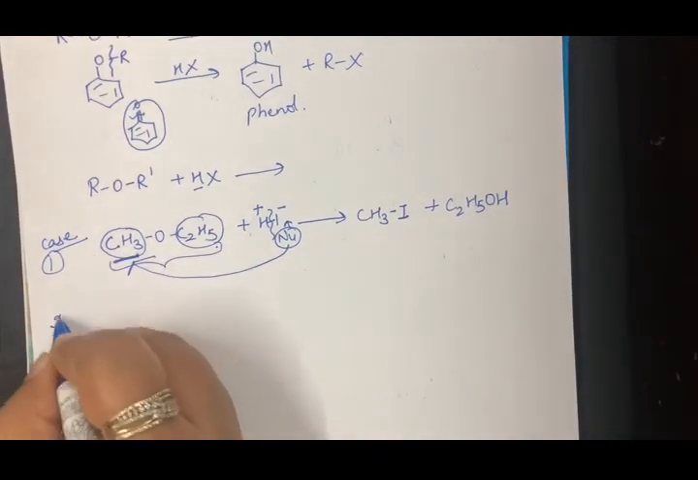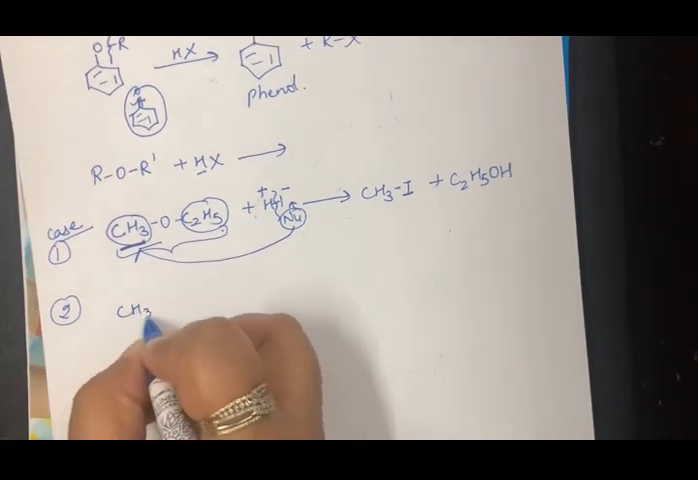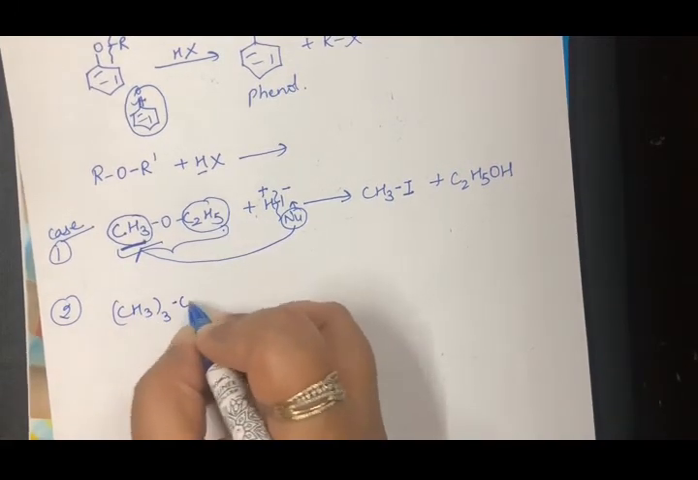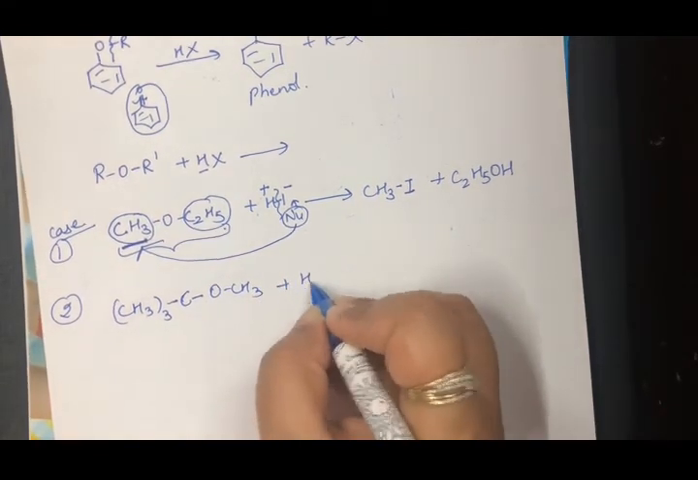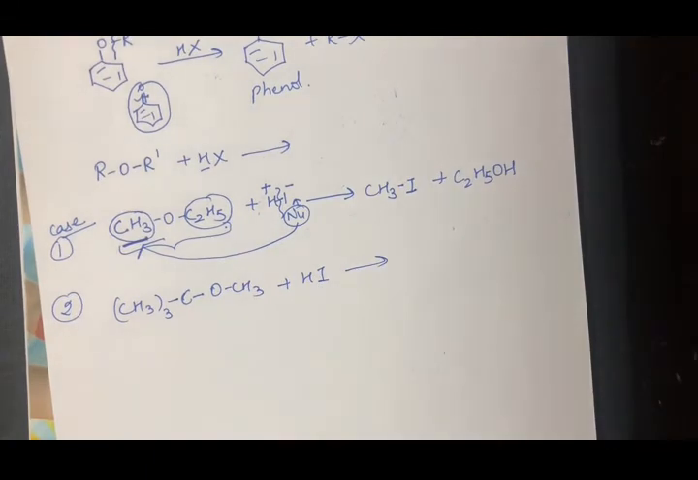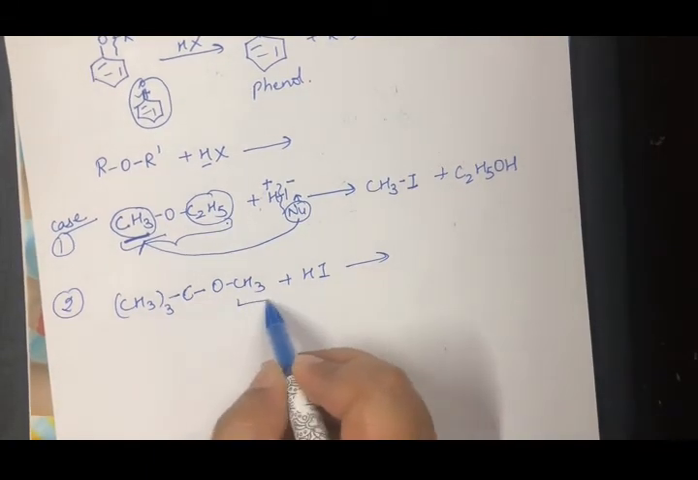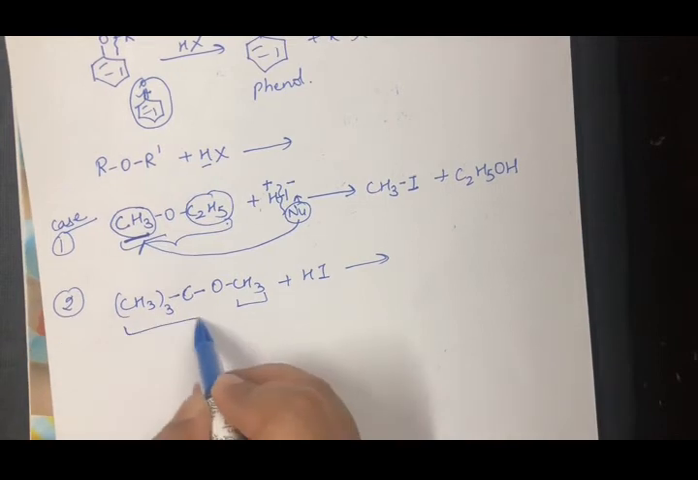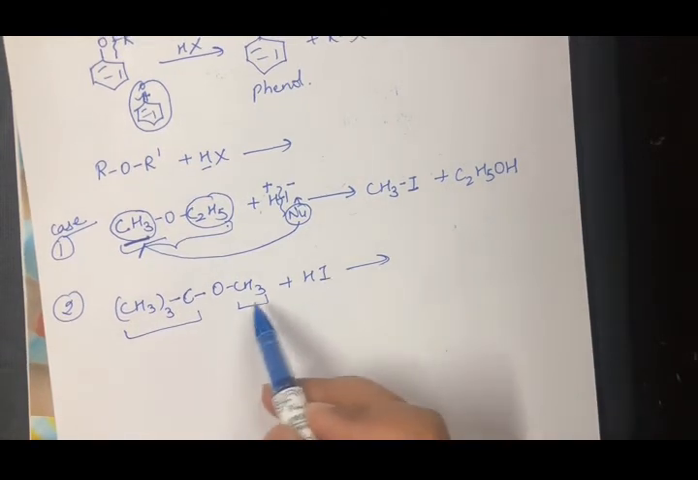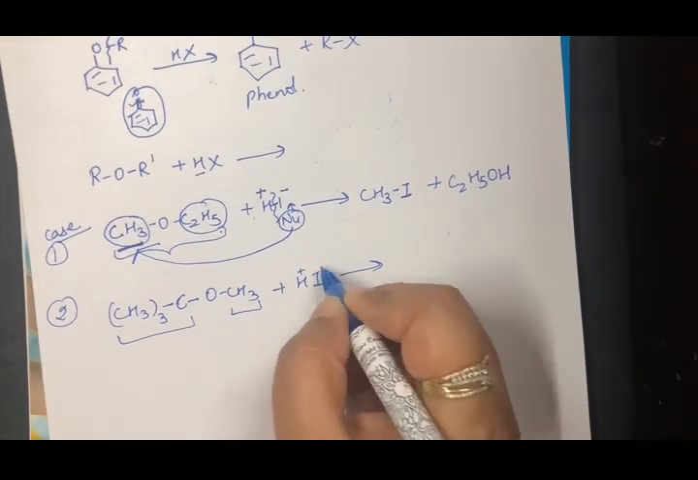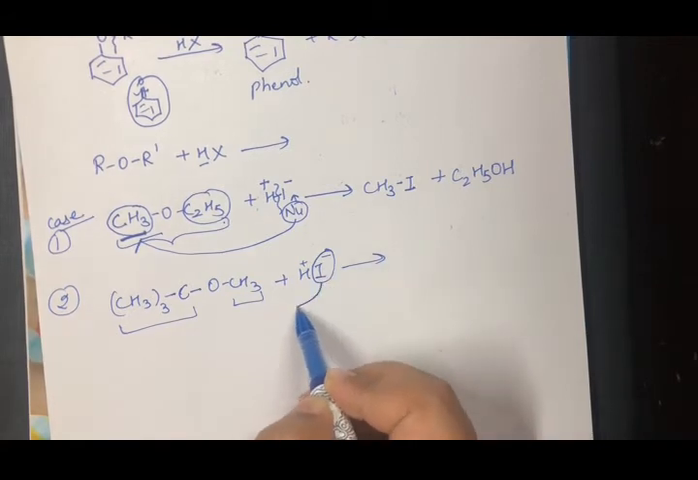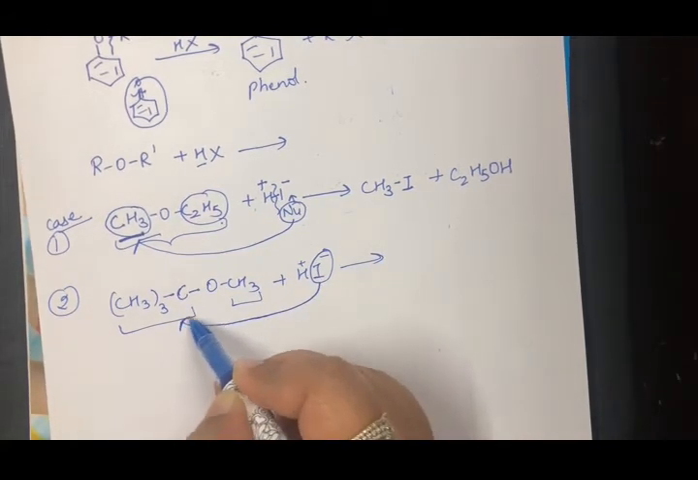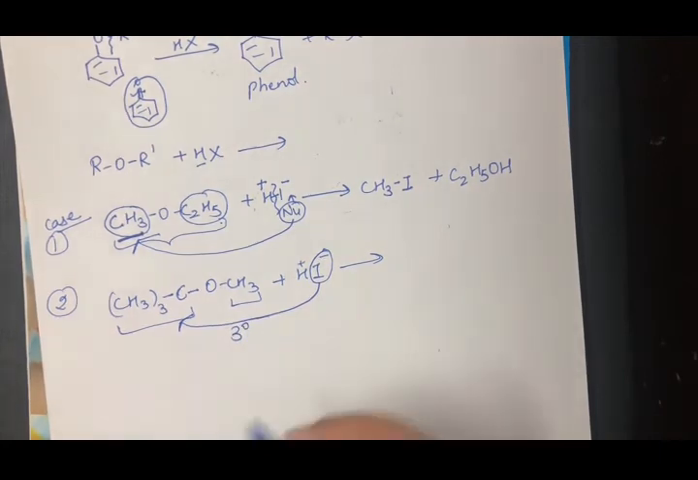Now if I talk about another case, let's say I take an unsymmetrical ether like this. Ideally, as I told you, this has a smaller carbon group and this has a larger carbon group, so my nucleophile should go and attack here, but no. Again, this is going to be positive, this is going to be negative. This iodide ion will go and attack my tertiary bulkier group.